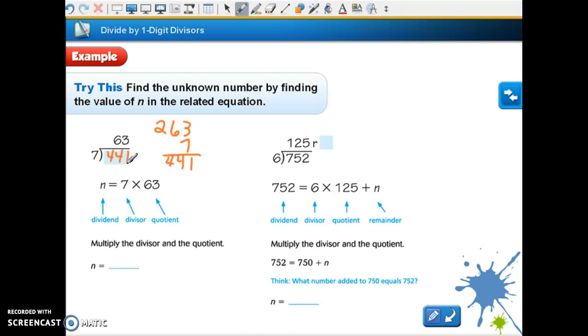441. Multiply the divisor and the quotient. N is equal to 441. Now, in this one, we don't know what the remainder is. So we're still going to have to multiply our divisor and our quotient. So 125 times 6. You should always put the number with the most digits on top.